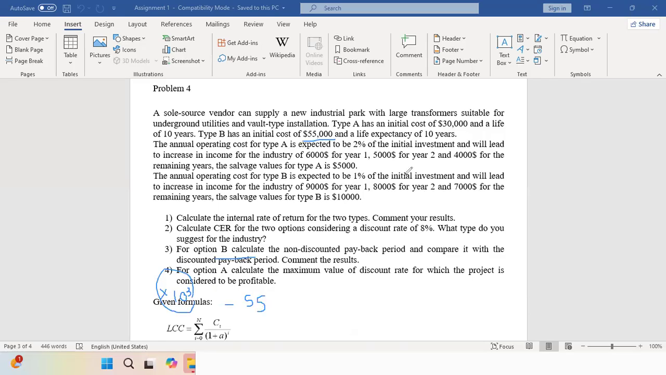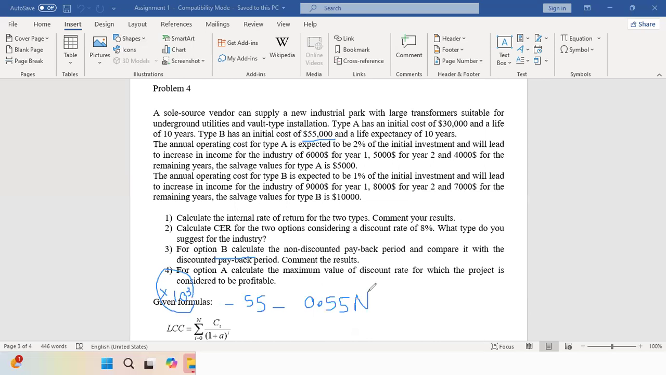Concerning the operational cost, they said that it constitutes 1% of the initial investment. So minus 0.55. And since it's constant over the years, it's minus 0.55 times the number of years n.